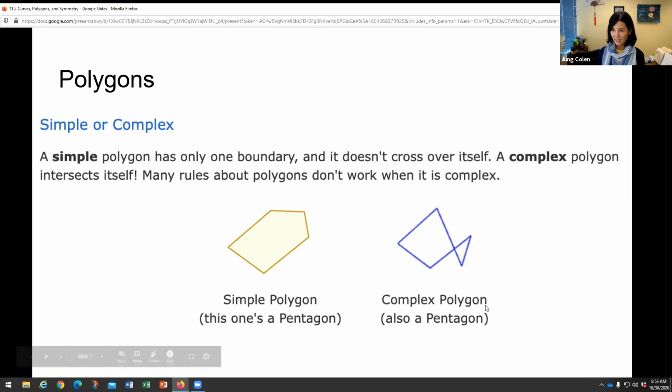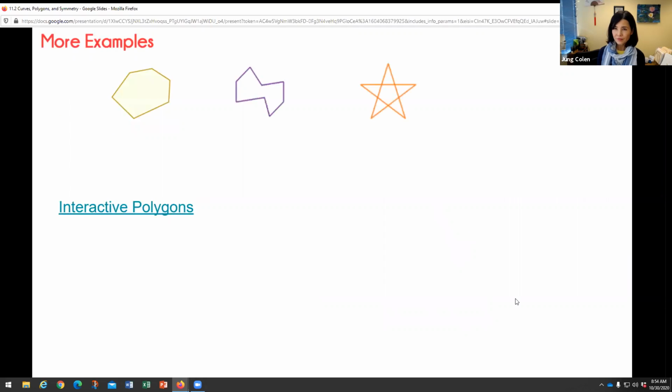So there are intersecting parts. You can see that this part is a polygon because it has straight lines and is closed, and this one too has straight line segments and is closed. But there is more than one simple polygon, so we call it a complex polygon. Okay, and more examples here.